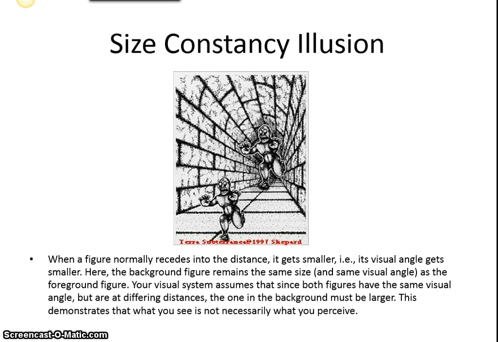But here, the illusion is that the background figure remains actually the same size as the figure in the front. Okay, you can measure that with your fingers right now. But what's happening in this illusion is that your visual system assumes that since both figures have the same visual angle, but they're at different distances, the one in the background must be larger. Okay, this demonstrates that what you see may not actually be what you perceive.